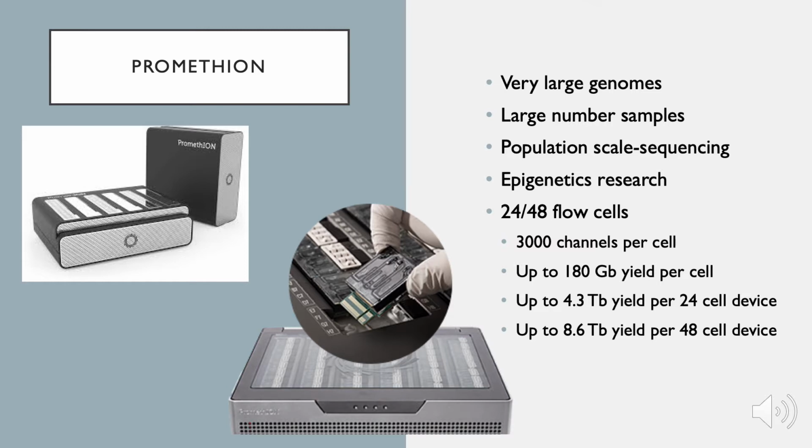The PromethION is a benchtop sequencing device that allows for either 24 or 48 flow cells to be run at once. This produces a total yield of 4.3 terabases for a 24-cell device and 8.6 terabases for a 48-cell device, as each flow cell contains 3,000 channels. PromethION is ideal for very large genomes, experiments requiring a large number of samples to be run at once, and for population-scale sequencing. All 5 devices are ideal for use in epigenetic research, as nanopore sequencing does not require synthesis or amplification before sequence determination.